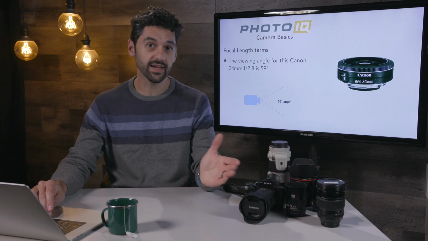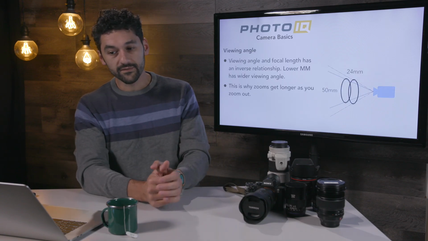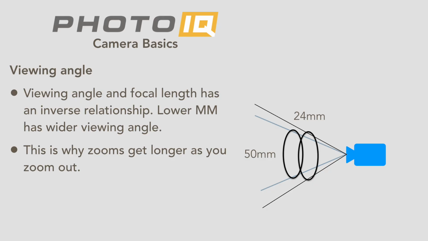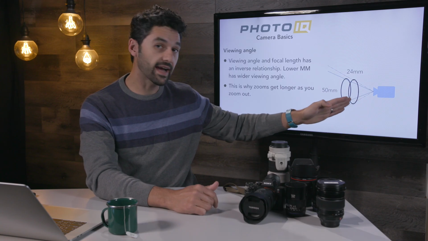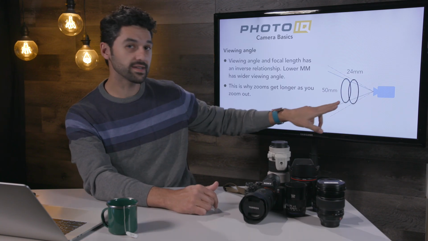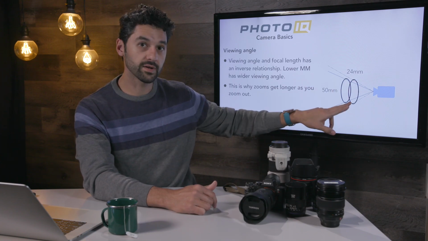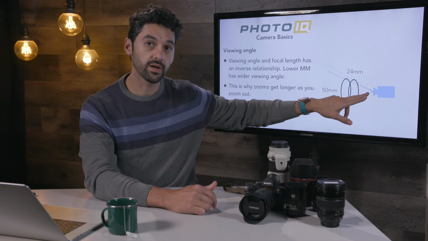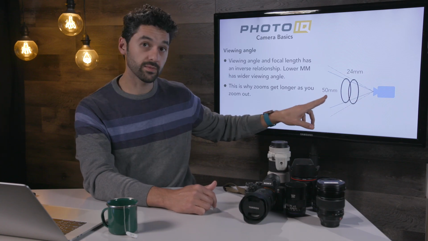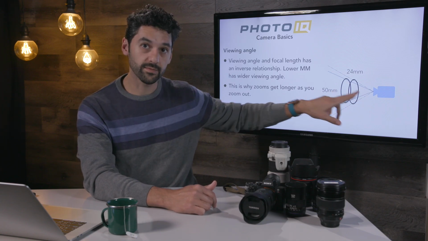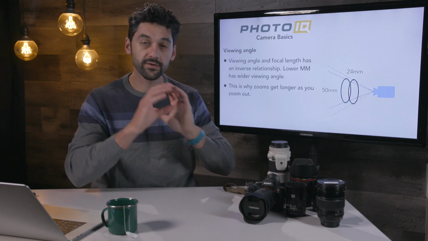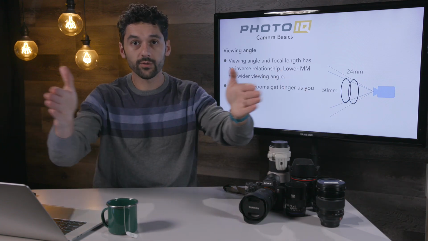So why is that? To understand, let's go to the next slide. The viewing angle and focal length have an inverse relationship. The lower millimeters has a wider viewing angle. The reason is that it has to do with the distance from the glass to the sensor. You can see in this representation, you might remember this from Camera Basics, the 24 millimeter circle is 24 millimeters away from the sensor plane, and the 50 millimeter circle is 50 millimeters away from the sensor plane. So this circle gets further away, thereby narrowing the field of view.